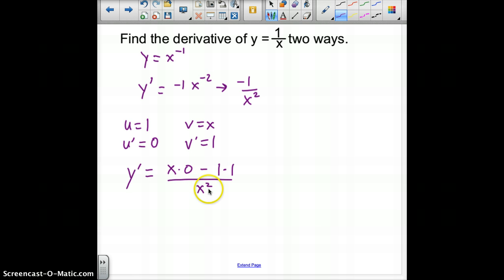Now, does the order matter with the quotient rule? Yes, it's very important because of this minus sign. So make sure that you have them in the right order. And do I have them in the wrong order?